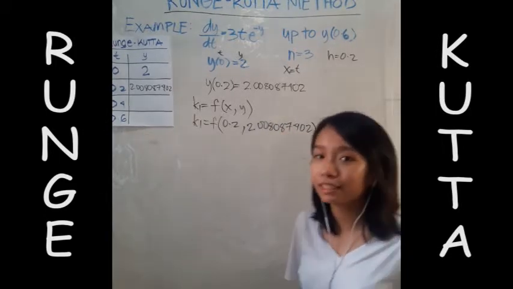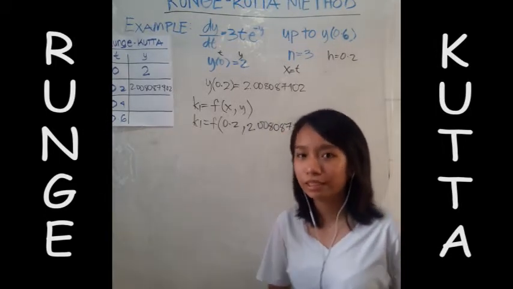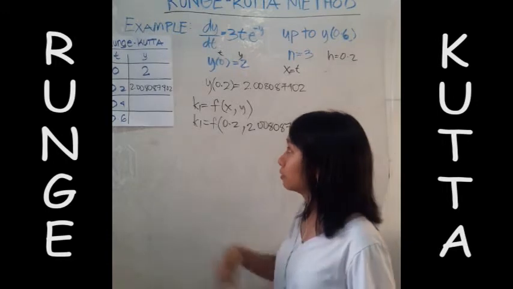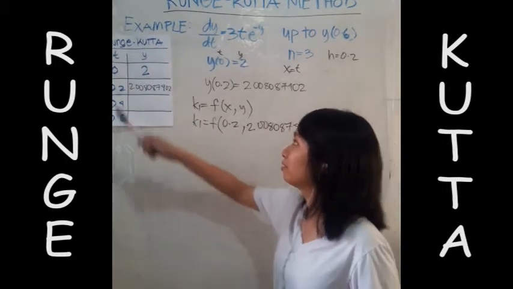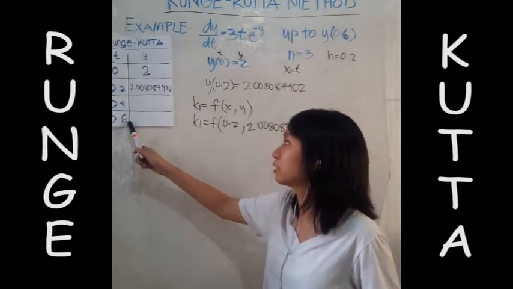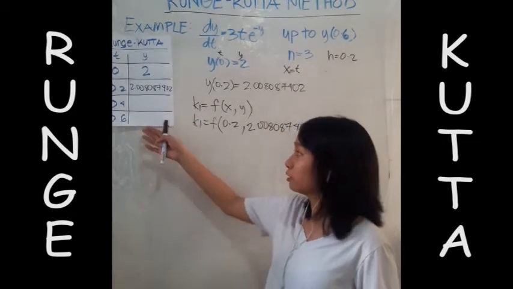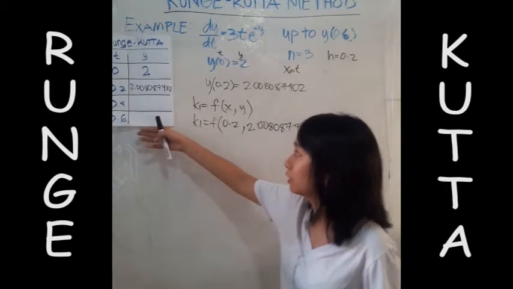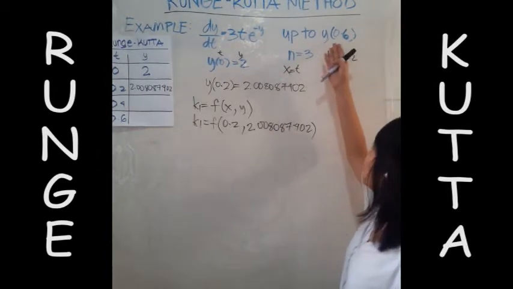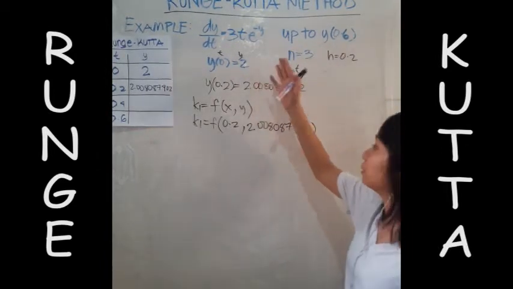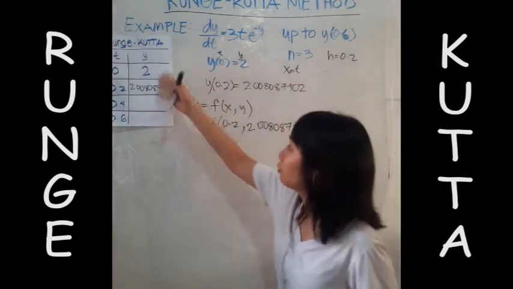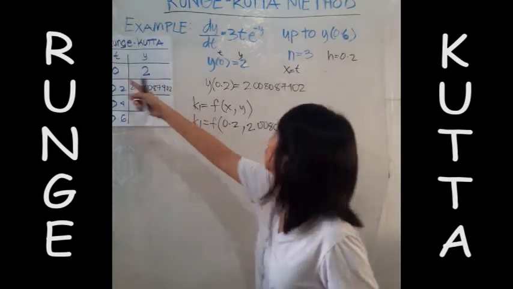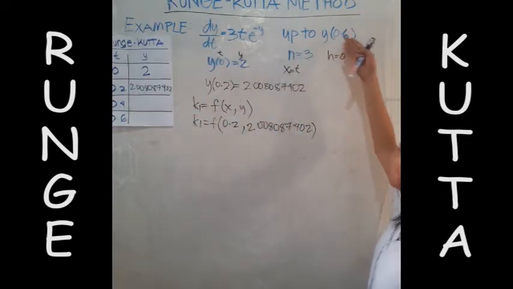So repeat again the whole process that I did, until you get the value of y when t is equal to 0.6. So you're going to stop here at 0.6 because we just need the values of y from 0 up to 0.6.